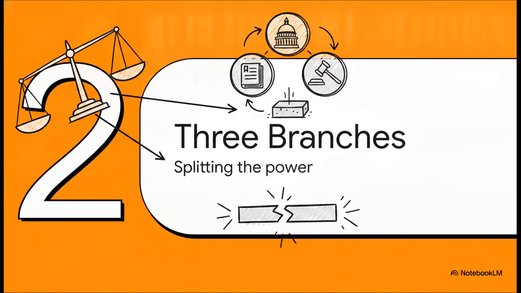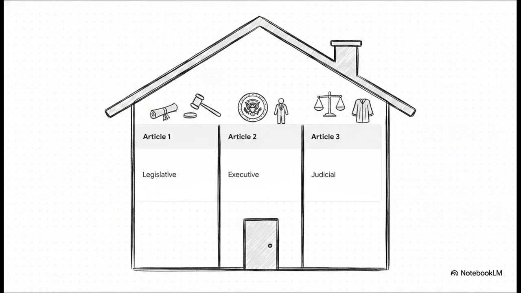Moving right along to section 2, 3 branches of government, splitting the power. Now we're getting into the what and the how. We're going to see exactly how the Constitution slices up responsibilities so that no single group gets too much control. You guys, this was a massive, revolutionary idea at the time, taking all the power of a government and intentionally breaking it into pieces. What's super interesting is how neatly the first 3 articles act as specific rooms in our government house, and each room has a very distinct job.